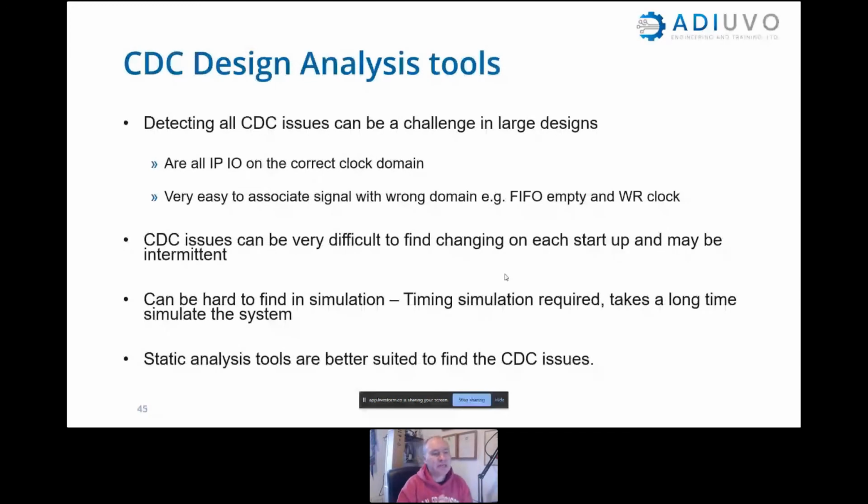So when it comes to doing CDC analysis, we want to run through and make sure that this is all working, particularly if we're working with large FPGAs and we've got large designs with large block designs in there. We want to make sure that we've got all the clock domain crossings correctly sorted and correctly addressed. And that can be a bit of a challenge actually if we don't get it quite right.